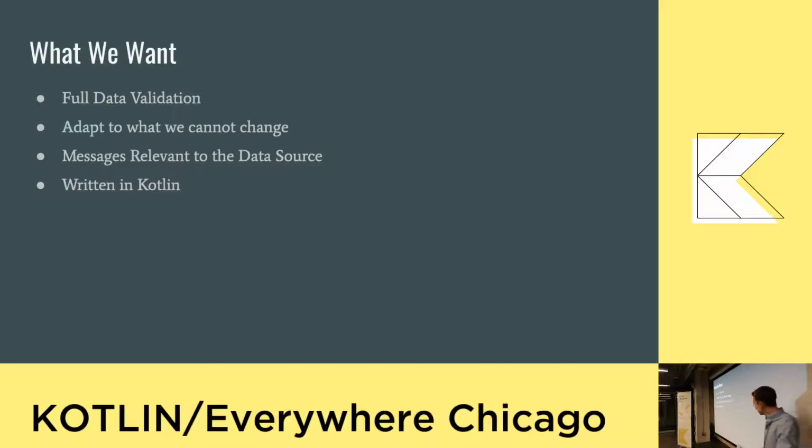So just to follow through on what it is that we want when we're doing a good data validation program. We want full data validation. We want to adapt to what we can't change. We want messages relevant to the source, and we want this written in Kotlin. Well, why do we want it written in Kotlin? Well, it is Kotlin everywhere. That's part of it. But there's a number of different validation tools out there, right?